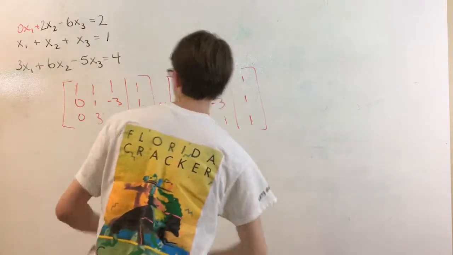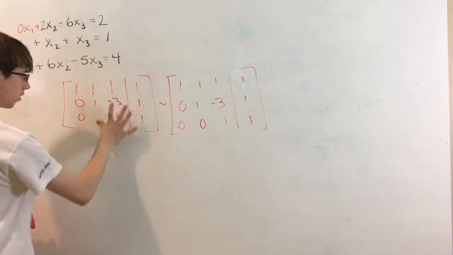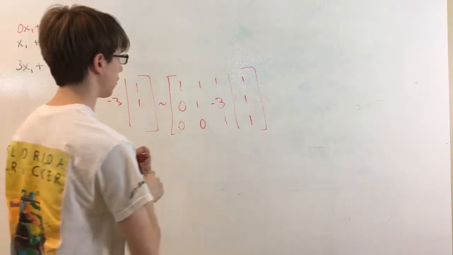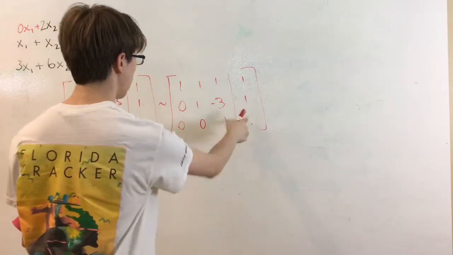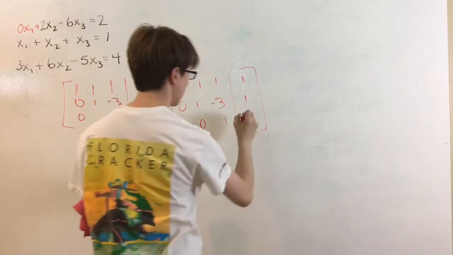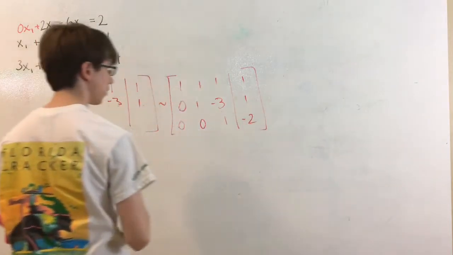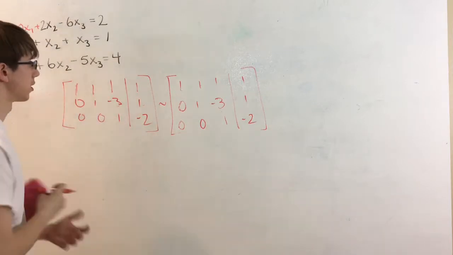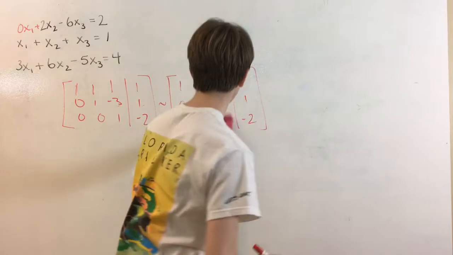Alright, so we'll transfer this. I forgot to do this one. 1 plus -3 times 1 is -2. Alright, so now we are in echelon form.